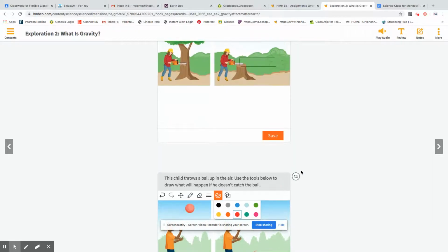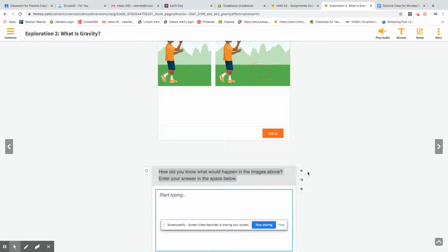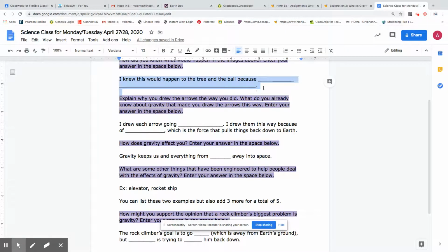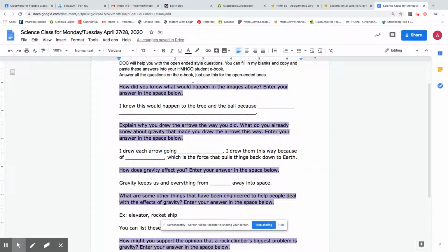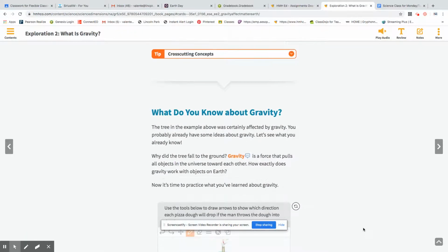And there we go. Not a great circle, but why is this happening? Why did the tree fall? Why did the ball fall? Okay, so this would be the first chance to go to your science doc and think about this first question. I highlighted all the questions from HMH Co in purple, and I gave you your sentence starter here. So feel free to copy this in. I knew this would happen to the tree and the ball because, and fill in your blank and paste it over here.